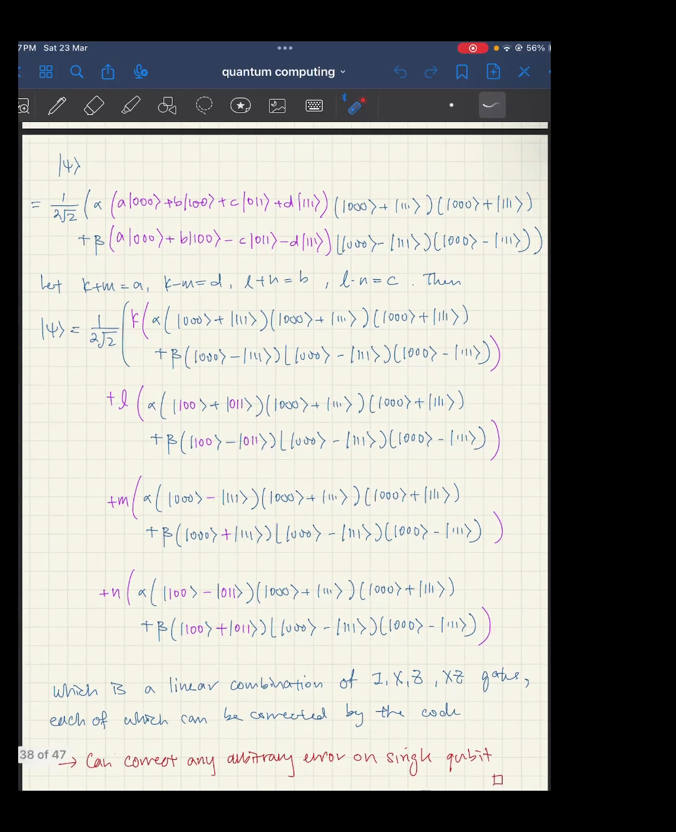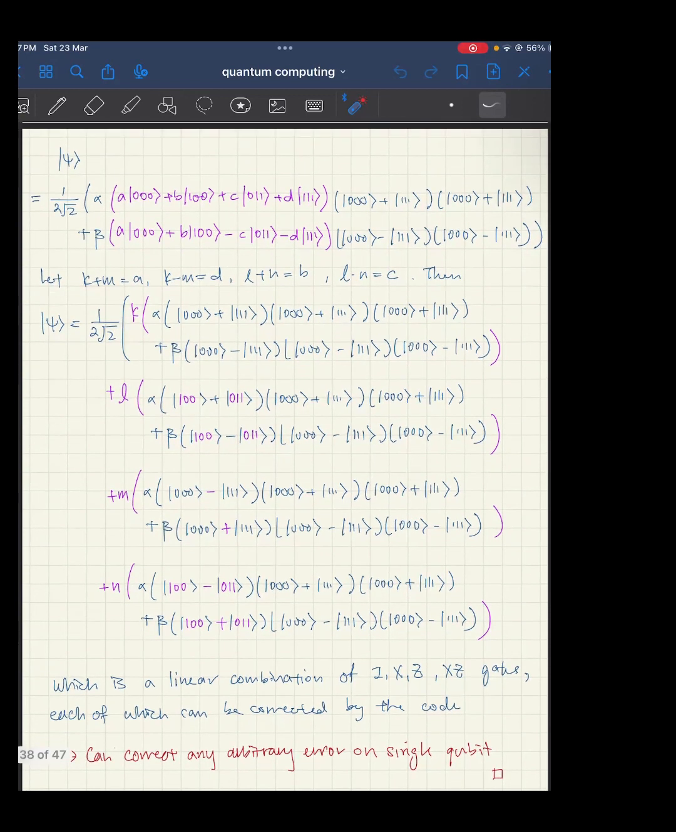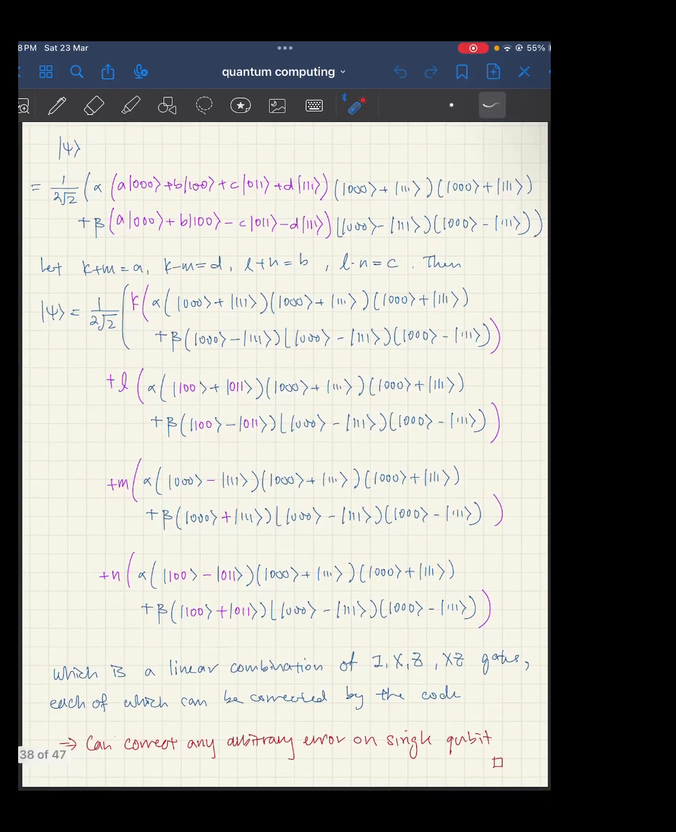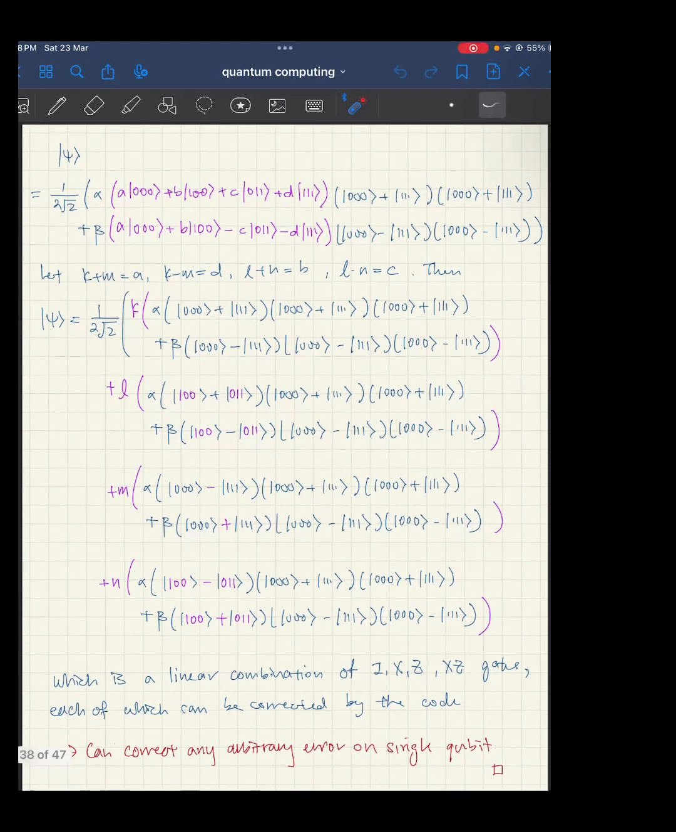And so we basically showed that any arbitrary error can be decomposed into a linear combination of I, X, Z, and XZ gates. And we've shown previously that you can correct all these errors, or more specifically, we showed the example where there is an XZ error on the first qubit. And because this is a linear combination of all of this, we can therefore correct any arbitrary one qubit error.